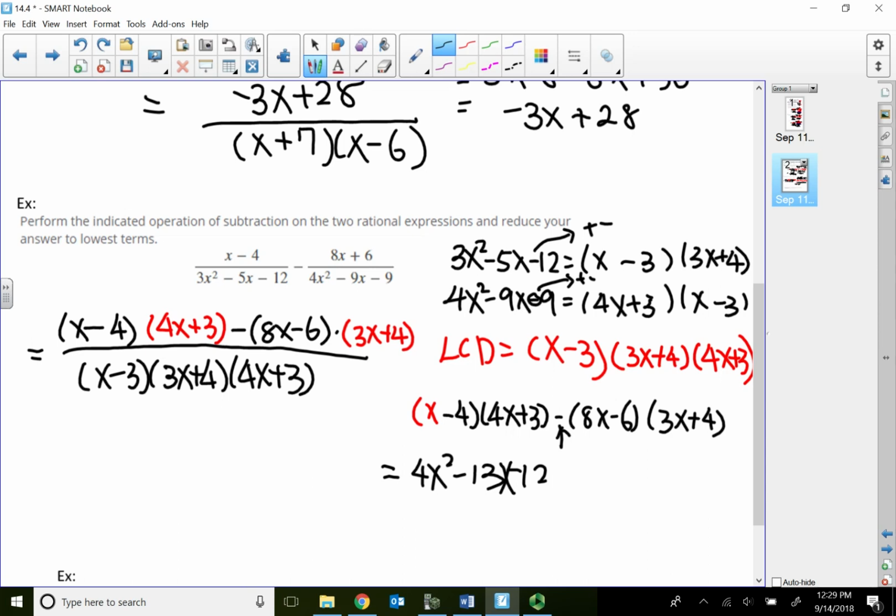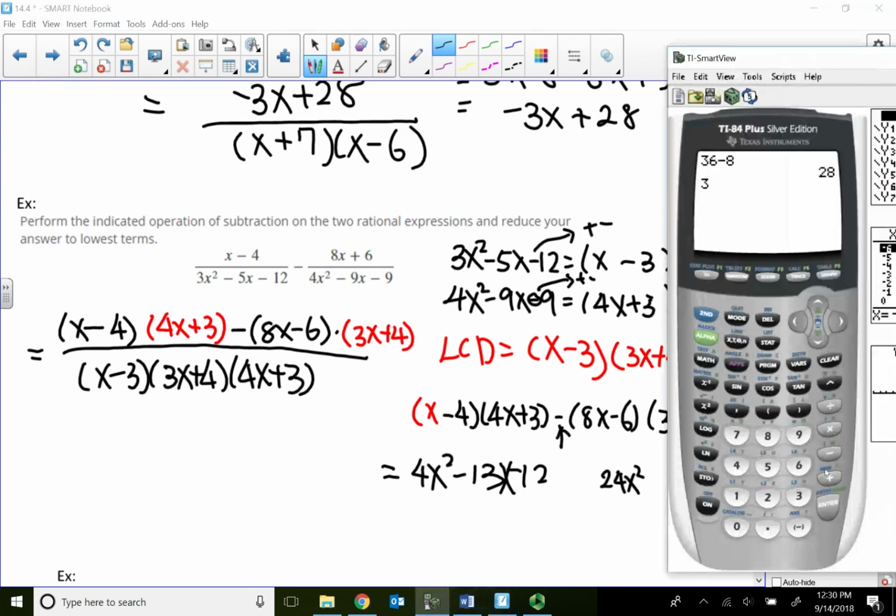All right, be careful here. This is the FOIL method first, before I multiply by the negative 1. So 6x times 3x is 18x squared. The last thing I do is negative 6 times positive 4, which is negative 24. My outer is 24, inner is negative 18. 24 minus 18 tells me my middle term is going to be positive 6x.